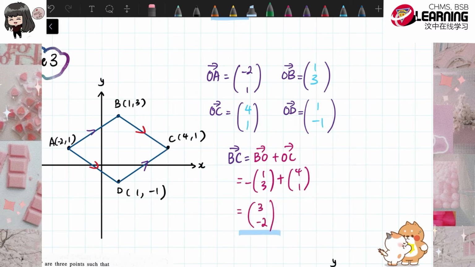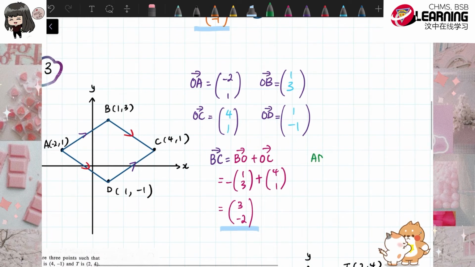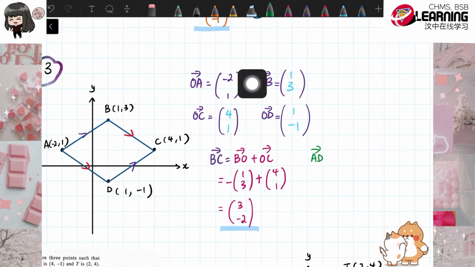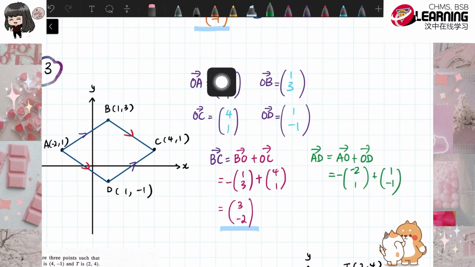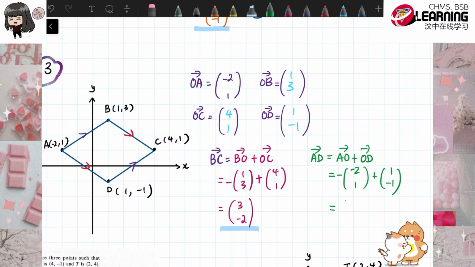Okay, how about AD? You look at AD. Try using the vector method, A to O plus O to D. I want you to find it out using the vector method. Read properly: AO plus OD. So A to O is negative of this. Here I will get negative become plus. Positive 2 plus 1 is 3. So it's negative 2.